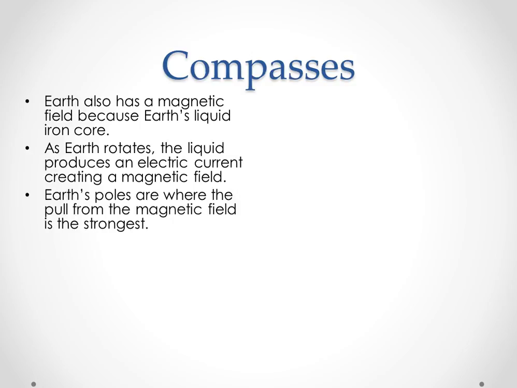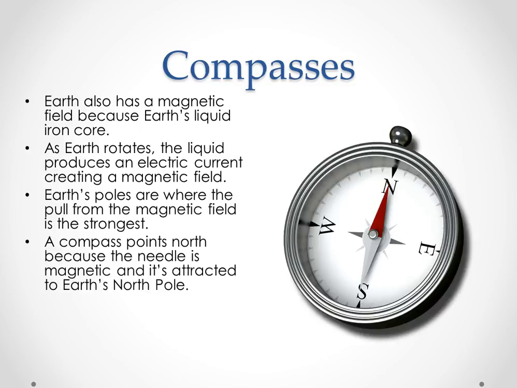The Earth's North Pole and Earth's South Pole are where the pull from that magnetic field is the strongest. And a compass points north because the needle is magnetic and it is attracted to the Earth's North Pole. So what type of magnet do you think that is that points north? If it's attracted to it, is it going to be a north-seeking pole or a south-seeking pole? It's going to be a south-seeking pole because it is attracted to the North Pole. Remember, opposites attract.